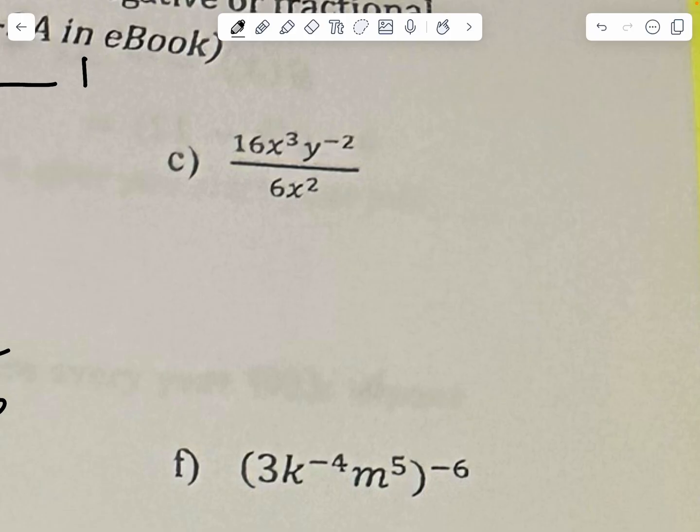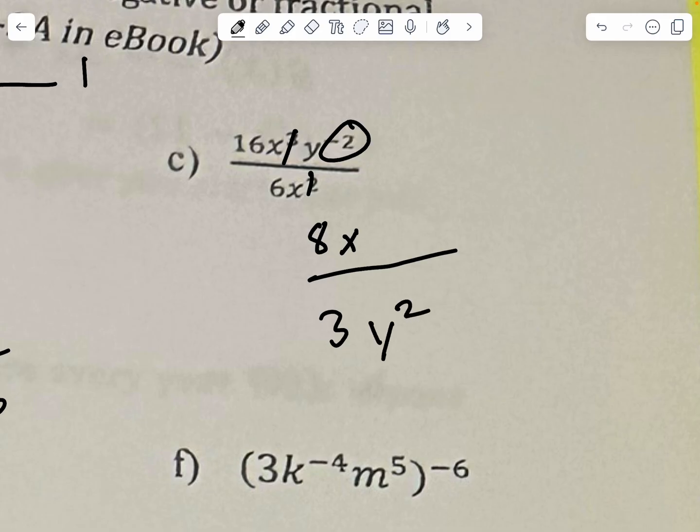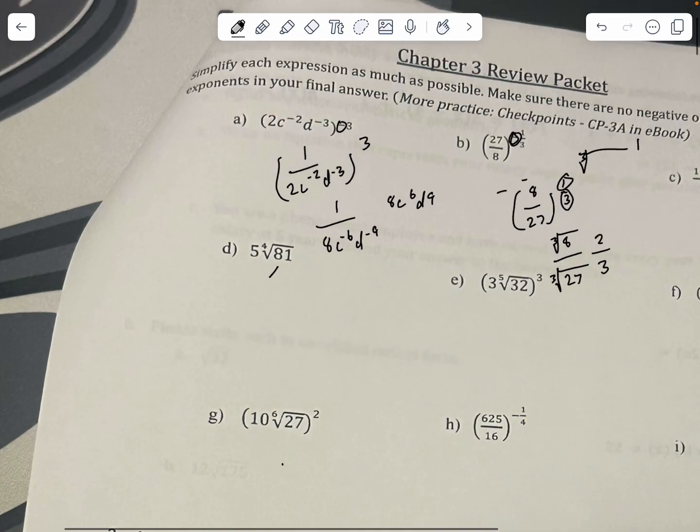Next one, you can simplify 16 and 6 first. So that's going to be 8 over 3. And the x's cancel out. 3 is bigger than 2, so it's going to be x, just one x. It'd be like x to 1, but you can write it as just x. And then y wants to go to the other side because it has a negative. It's going to be y squared. Next problem.